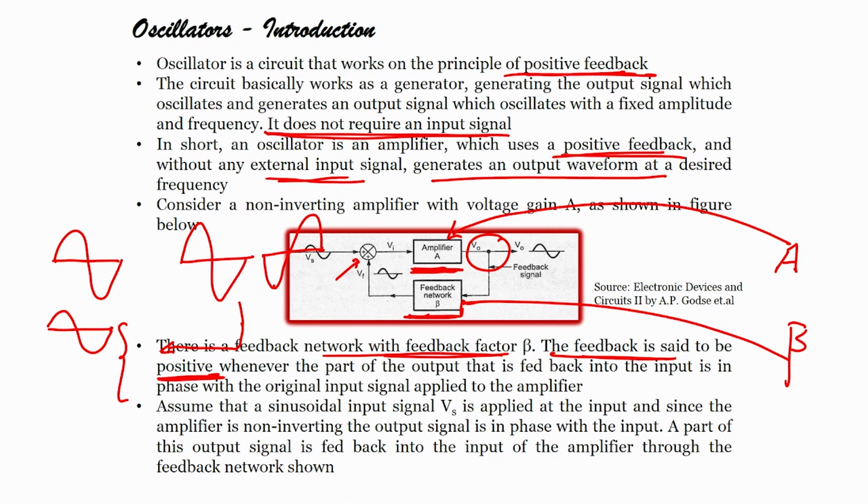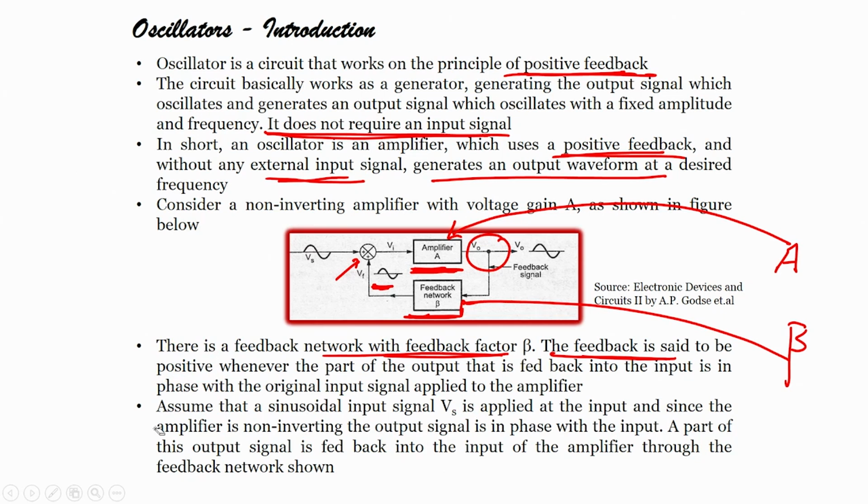It should be in phase. The part of the output that we are feeding back to the oscillator should be in phase. So, you see this schematic: this is your input signal, Vs, and this is your feedback signal, Vf. This Vi would depend on Vs plus Vf or Vs minus Vf.